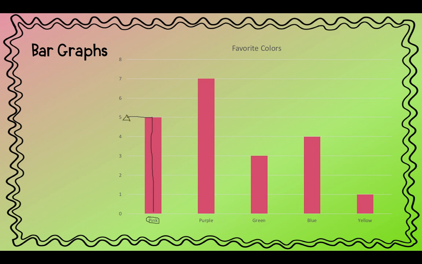5 people chose pink as their favorite color. What about green? I'm going to find green along the bottom. I'm going to go all the way up to the top of my bar graph, and then I'm going to follow that line all the way over until I get to a number. 3. 3 people liked green.